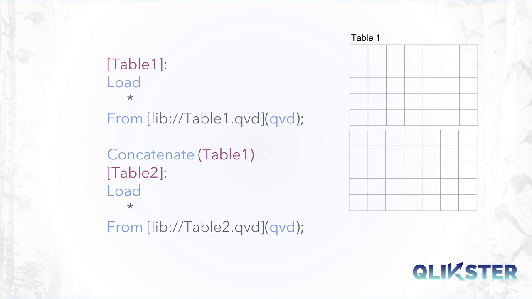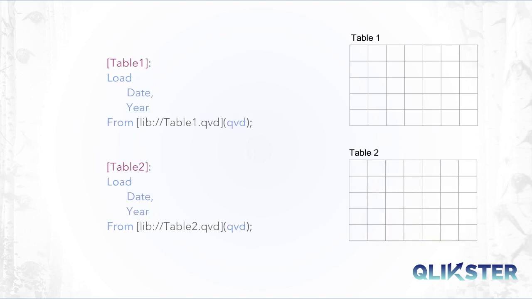The name of the resulting table will always be the name of the first table to load, that is table 1 in this case. It is good practice to provide the table 1 argument to the concatenate prefix. However, if we do not provide an argument to the concatenate prefix, Qlik Sense will automatically use the previously loaded table. So this will result in the same resulting table.